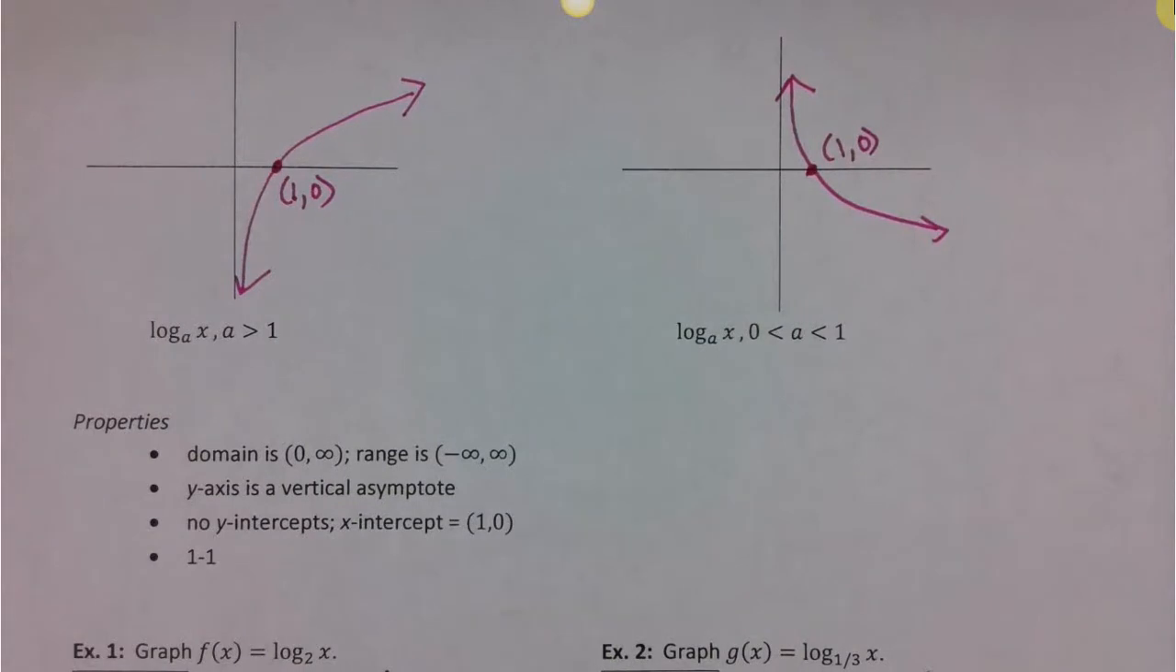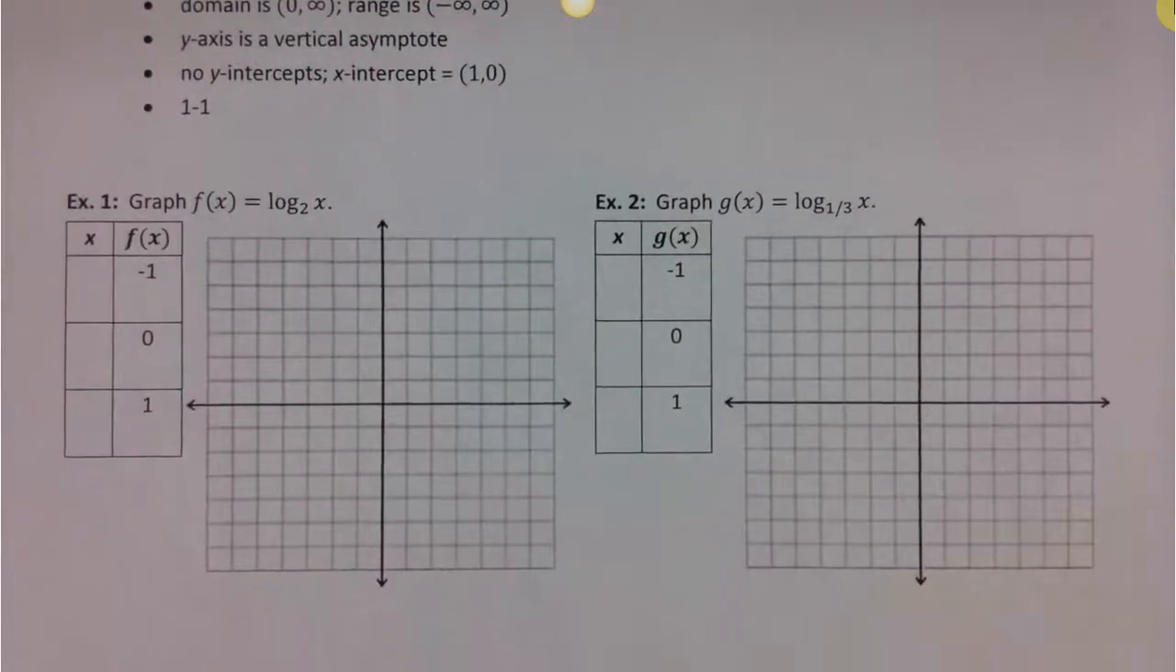And both of these graphs pass the horizontal line test, which means our log functions are one-to-one functions, and we know they have an inverse, which is the exponential functions, because that's where these come from. Now, if we want to talk a little bit more specifically about what the graph of a log function looks like for a specific base, we can just plug in numbers.